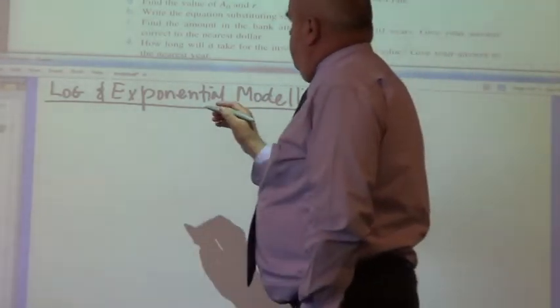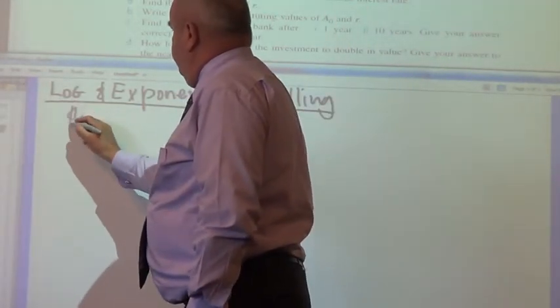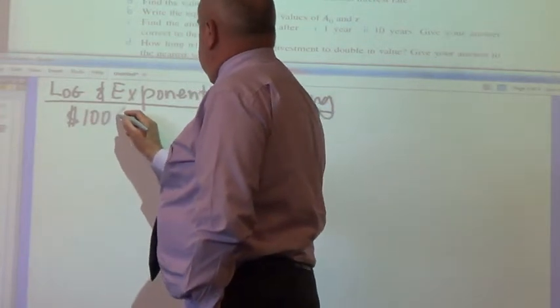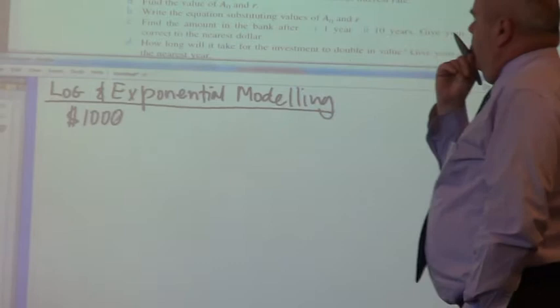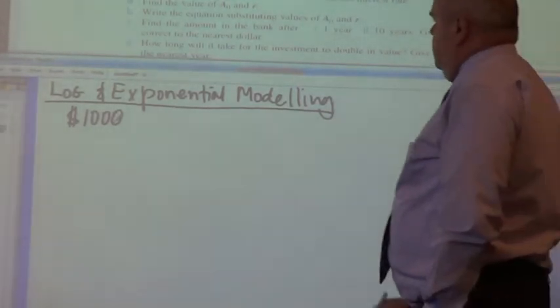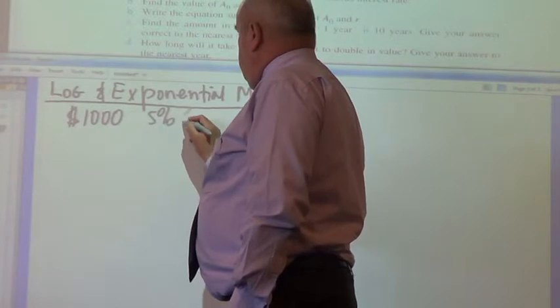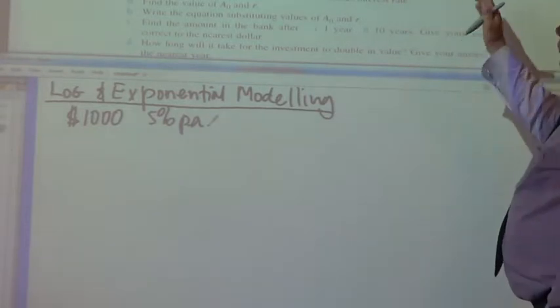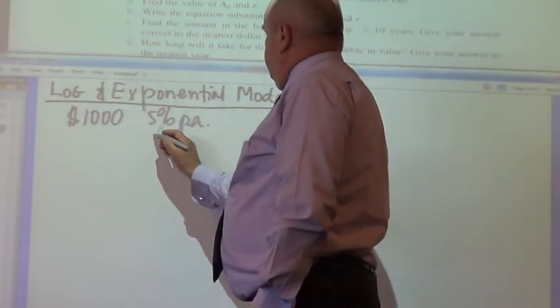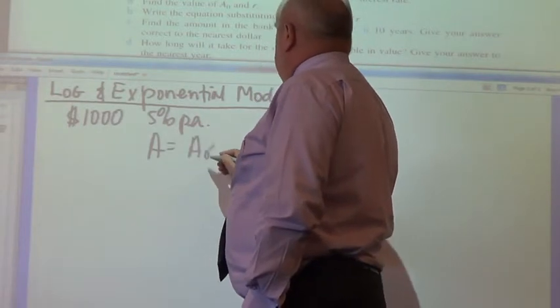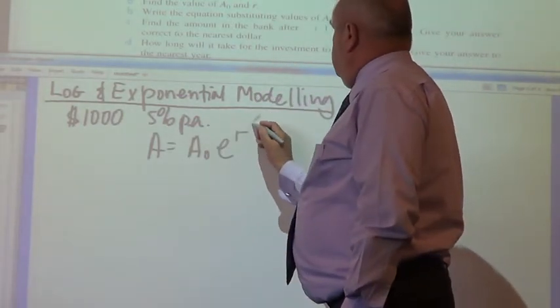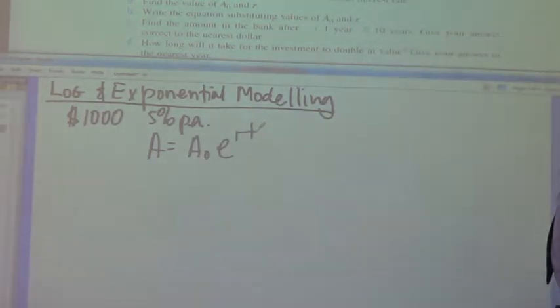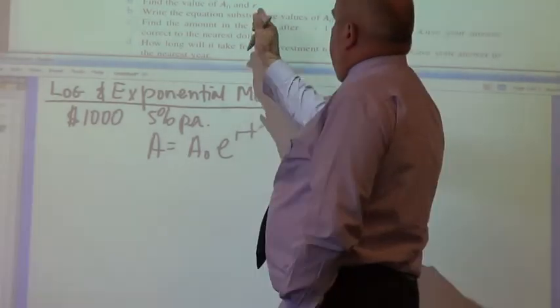So I like to, in this case, write down information as I go. $1,000 would seem to be some sort of principal, although we don't call it principal in this case, as we'll see. 5% per annum seems relevant. The amount in the account after t years can be modelled by that equation. All right, let's get the equation down. A equals A0 e to the rt. And it's explaining what the terms are standing for. r is the continuous interest rate. Find the value of A0 and r.